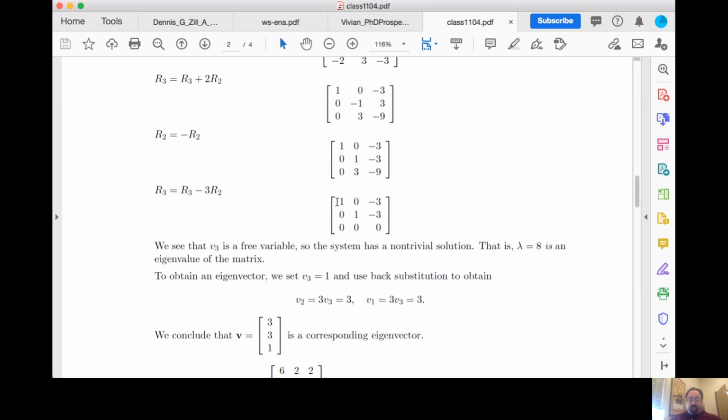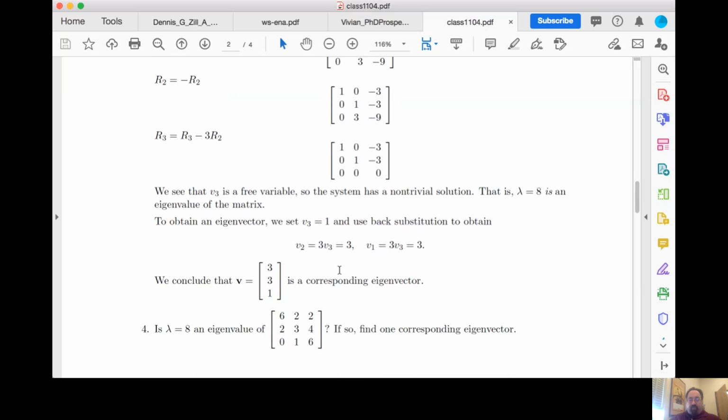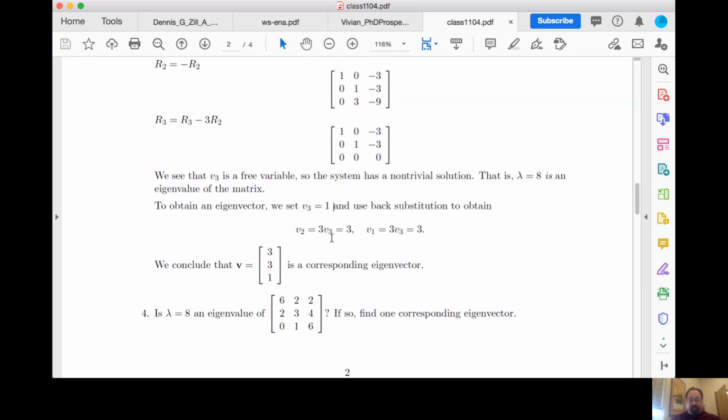And then we go to the first equation. We have v1 minus 3v3 is equal to 0. Again, move this term to the other side. So I have v1 is equal to 3v3. Therefore, it is also equal to 3. So that is our eigenvector, 3, 3, and 1. But any non-zero value substituted in for your free variable will do, but then it would be a vector that's a multiple of this one.